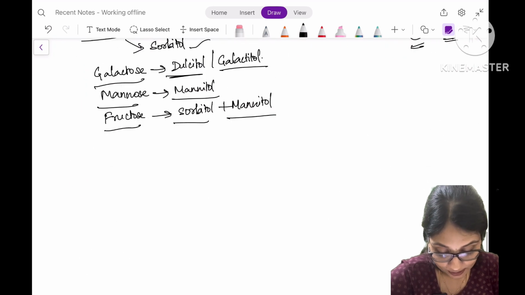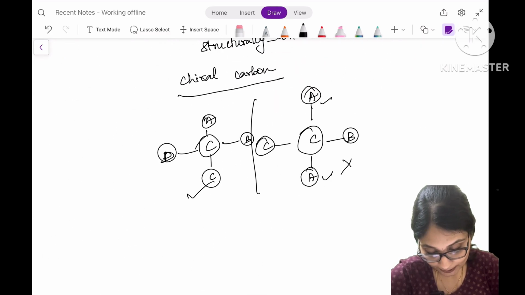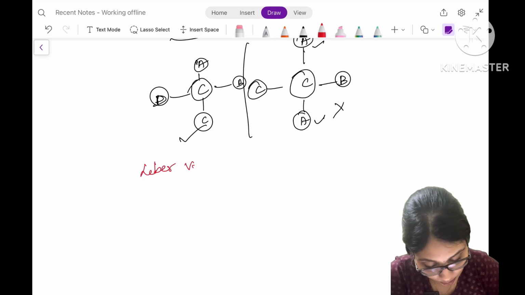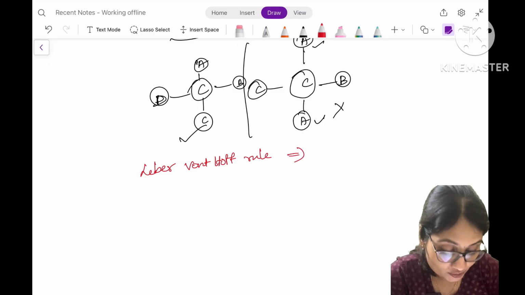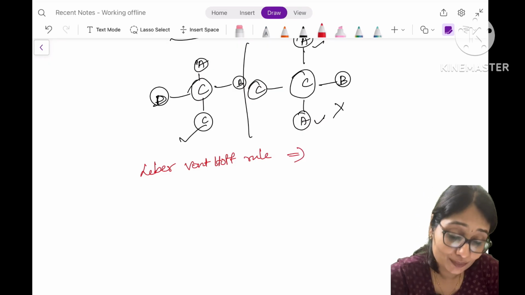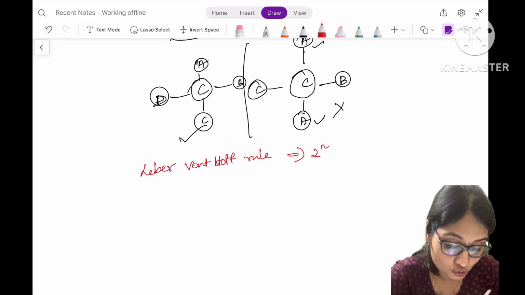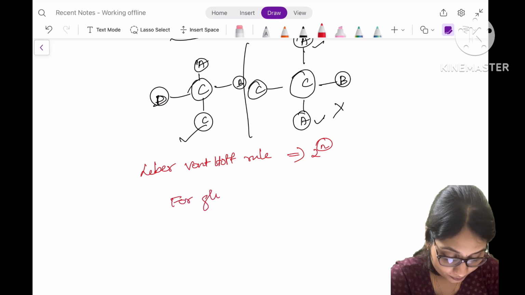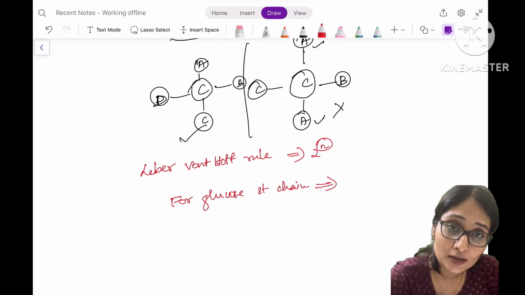To determine the number of isomers that a molecule can have, we have something called the Le Bel-van 't Hoff rule, which gives the number of isomers for a molecule from the number of chiral carbons. The formula is 2 power n, where n is the number of chiral carbons. So for glucose in straight chain, or in Fischer's configuration, how many chiral carbons did it have? It had 4 chiral carbons.